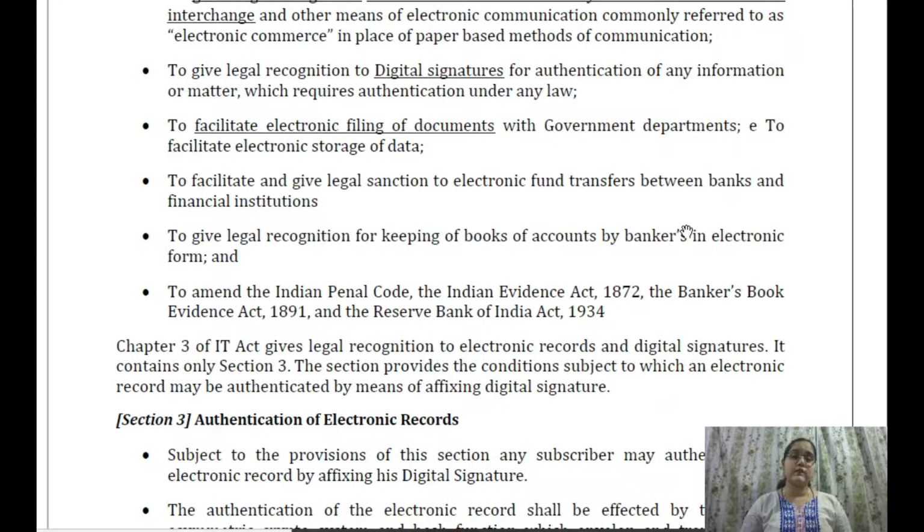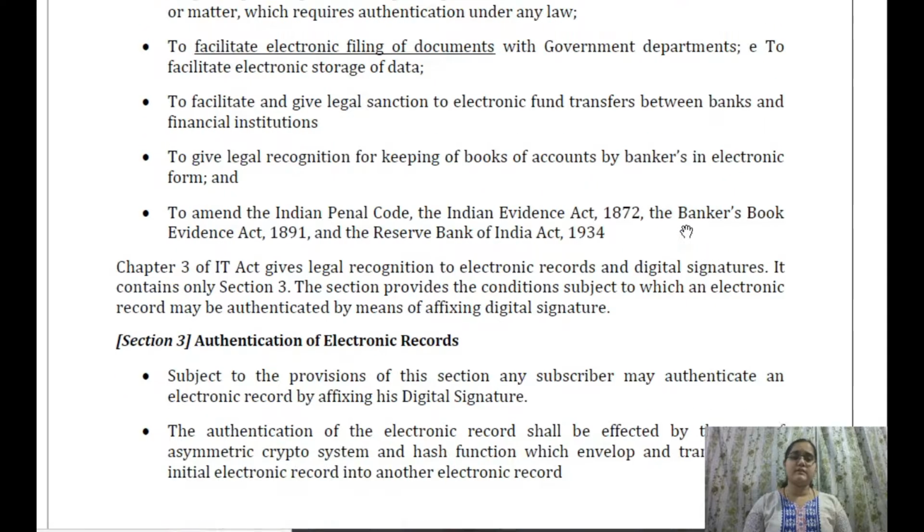Then, to give legal recognition for keeping books of accounts by banks in electronic form. So it specifically provides legal recognition for the books of the bank kept in electronic form, like you can check your passbook online, you can check your mini statement online. Then, to amend the Indian Penal Code, the Indian Evidence Act, the Bankers' Books Evidence Act 1981, and the Reserve Bank of India Act, because these four acts require the hard copy of the paper as evidence. Therefore, by amending these acts, it can provide legal sanction for the books of accounts, for electronic fund transfer, or for any transaction of the bank done with the help of information technology. Good.